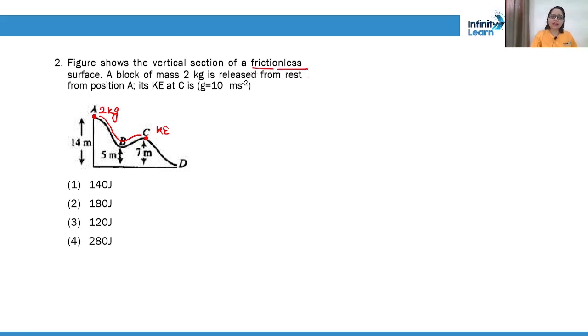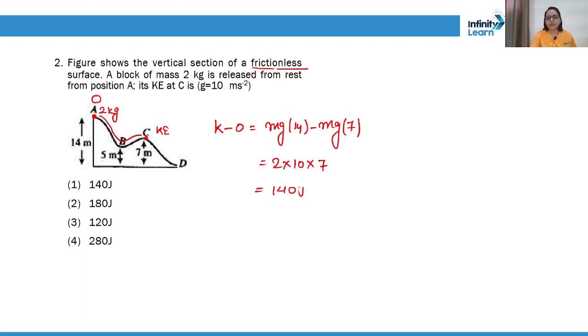That means total mechanical energy of the surface is conserved. If there is some loss in potential energy, that loss will be converted into gain in kinetic energy. Initial kinetic energy is 0. Final kinetic energy at C is, let's say, K. So gain in kinetic energy is K minus 0, and that is equal to loss in potential energy. So it will be mg 14 minus mg 7. M is given as 2, g is 10, and 14 minus 7 is 7. So it is 140 joule. Correct answer is option A.